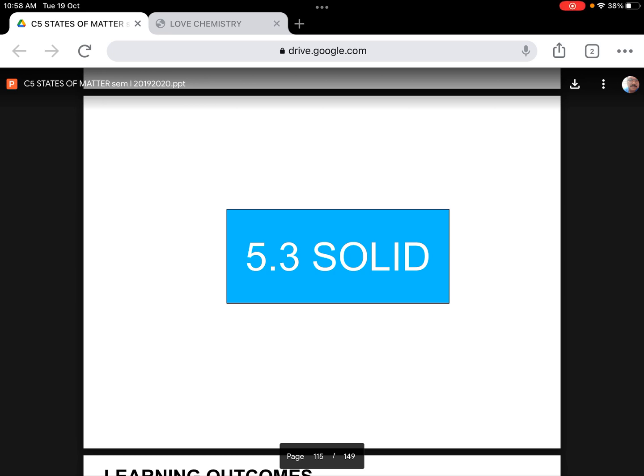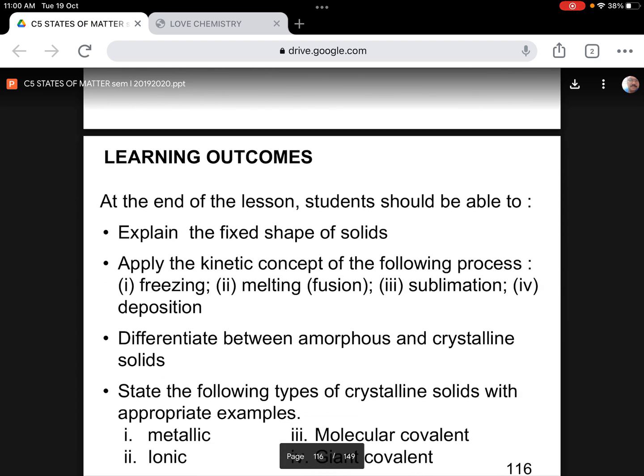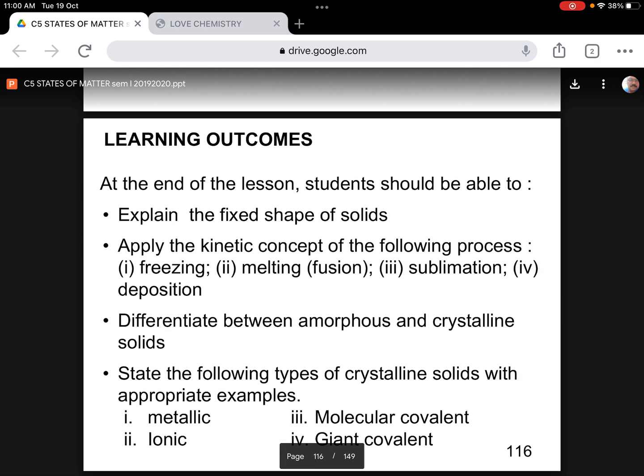Good morning. Today, our lesson begins with 5.3 Solid. These are the learning outcomes that we will cover under solid.